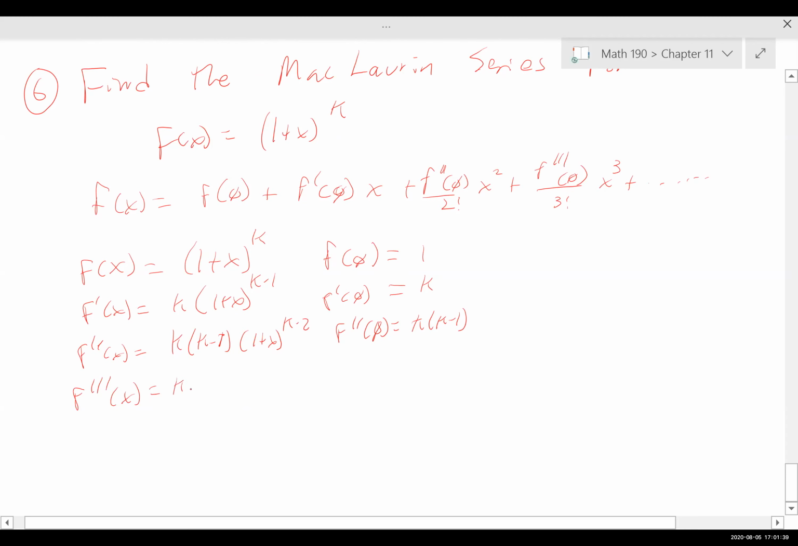Okay, what's f triple prime of x? That's k times k minus 1 times k minus 2 times 1 plus x to the k minus 3, which is f triple prime of 0. Remember this thing always goes to 1. So that's just going to be equal to k times k minus 1 times k minus 2.